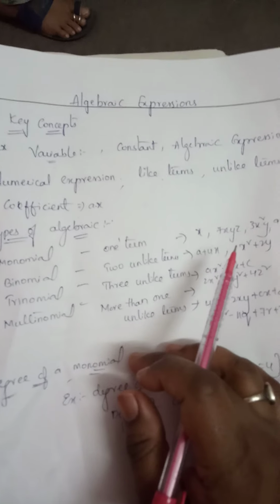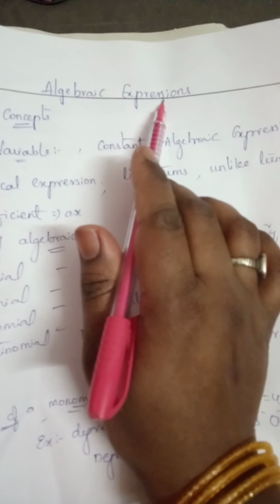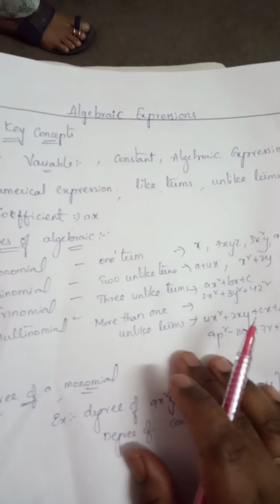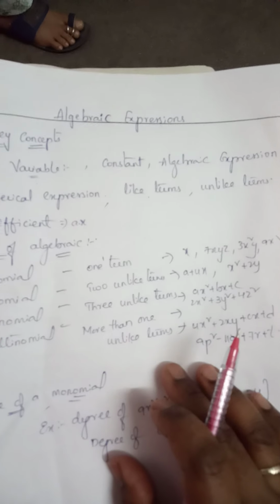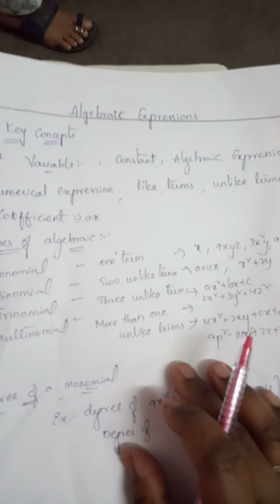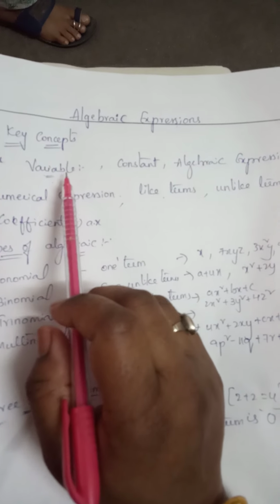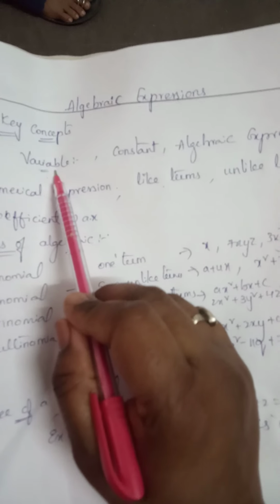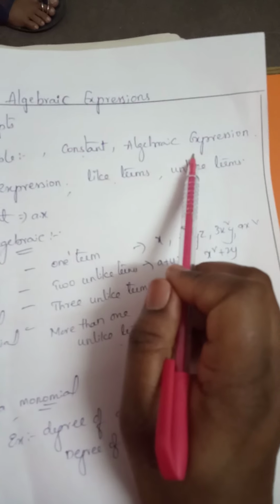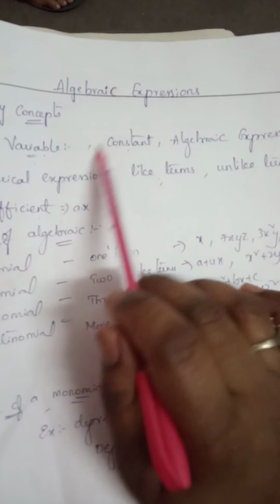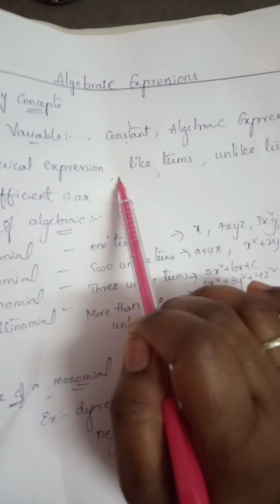Good morning, children. Today we are going to start our new chapter, that is algebraic expressions. Yes, we have already discussed what an algebraic expression is in class, and now we are going to learn about expressions in algebraic form. In this lesson we will learn the important points: what is a variable, constant, algebraic expression, numerical expression, like terms, unlike terms, and coefficient. These are the main important points we are going to learn in this chapter.